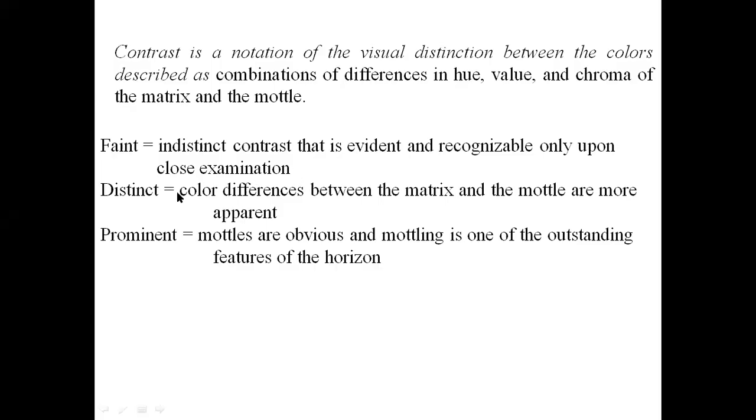Distinct means the color difference between the matrix and mottle is more apparent. The matrix means the soil color, and this mottle, the color difference will be more. Prominent means mottles are obviously one of the outstanding features of the horizon. So in prominent you can easily identify the mottles. Distinct, we can see with some close examination. But here only some contrast evidence will be there.